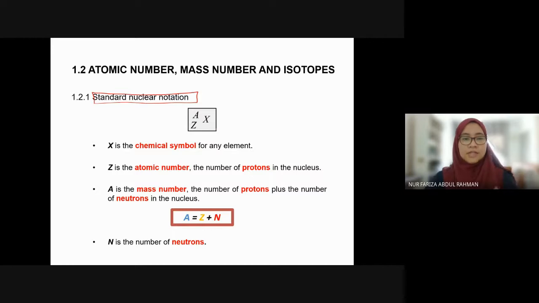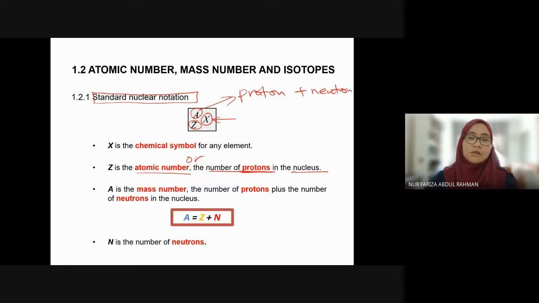Standard nuclear notation consists of a chemical symbol, as what we have here, symbolized by X. And then we have Z. Z stands for atomic number or proton number. Atomic number is equal to proton number in the nucleus. And then A here we have mass number. This mass number actually represents proton plus neutron.